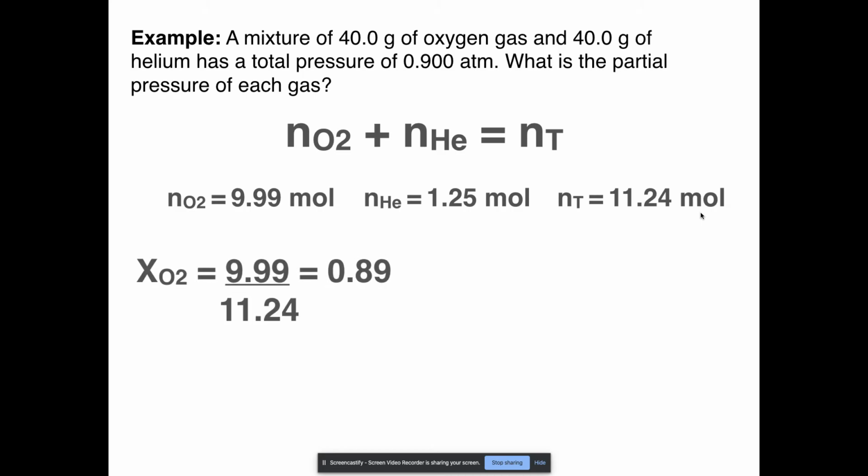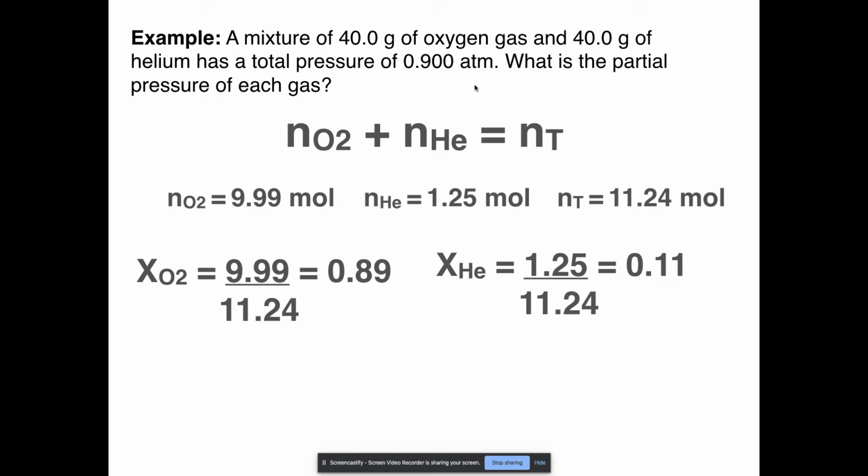So let's find the mole fraction, because remember, that will tell us the percent of oxygen I have in my mixture and the percent of helium I have in my mixture. So oxygen, 9.99, the total is 11.24. It's 89% oxygen by mass. Helium, 1.25 divided by 11.24, that's 11% by mass.